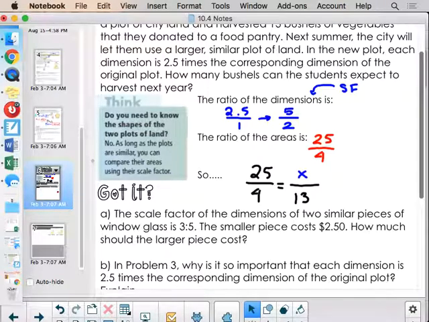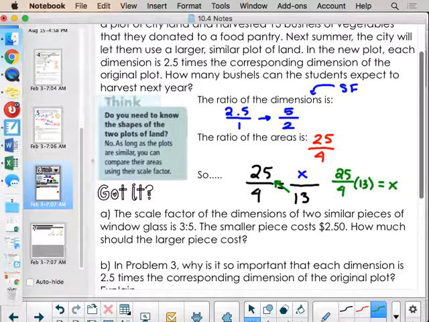And then what do you do to solve a proportion? You cross multiply. So I'm just going to multiply the 13 over to here. So I really have 25/4 times 13 getting me my x value. And when I typed that in, I believe I still get 81.25. Did you get 81.25?